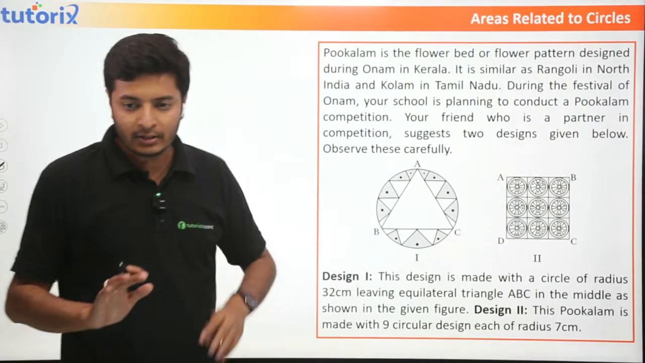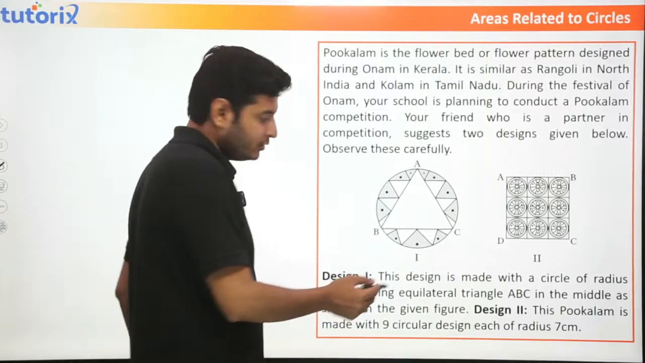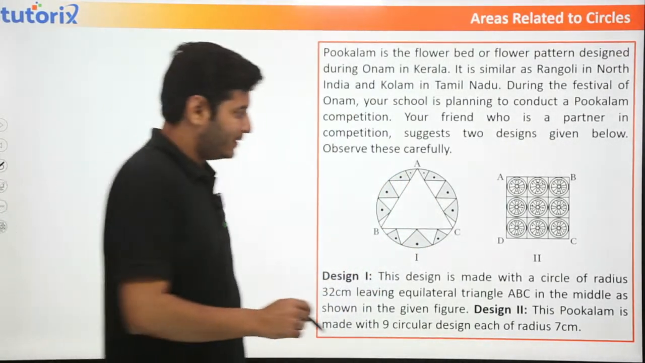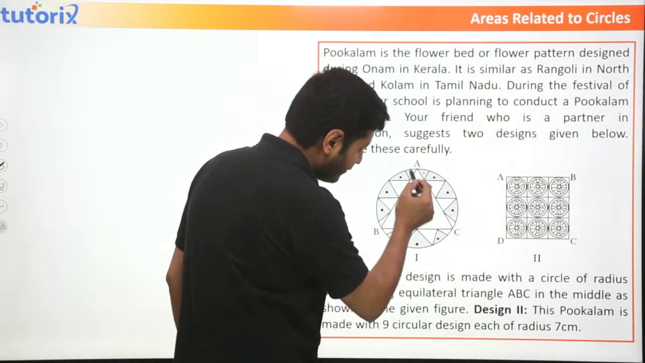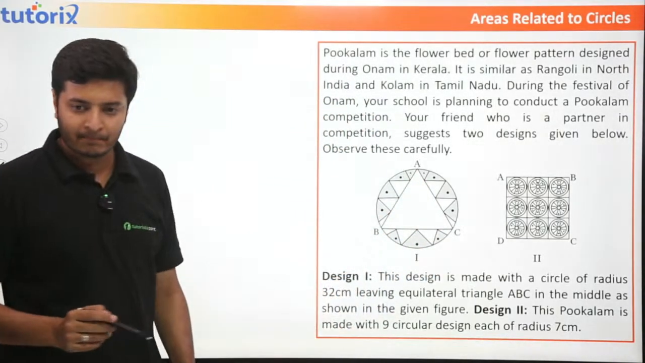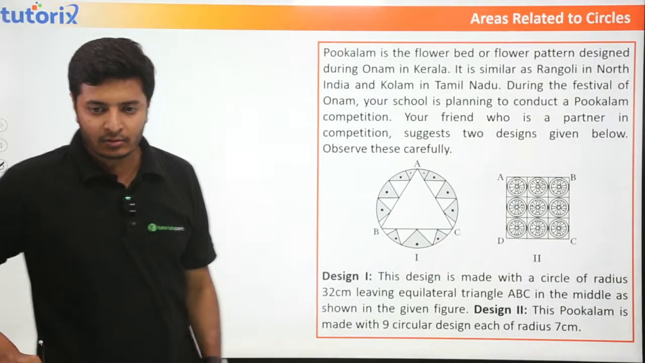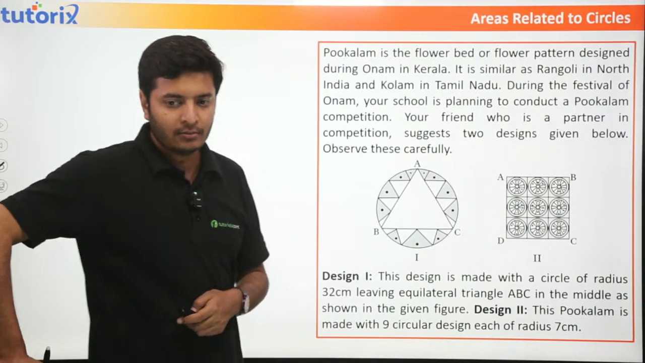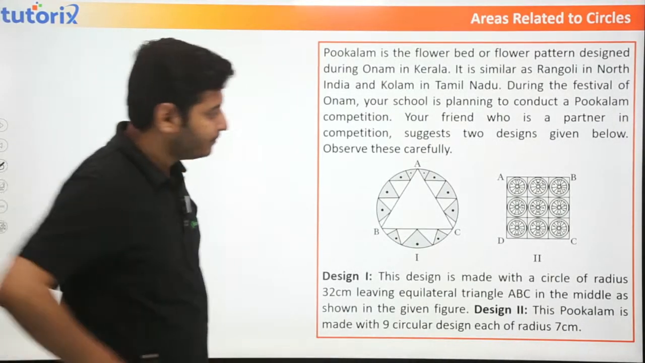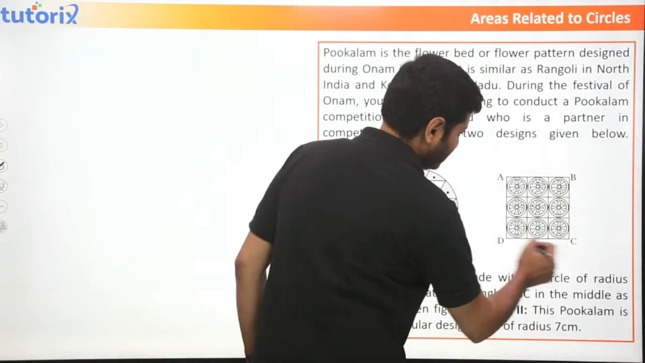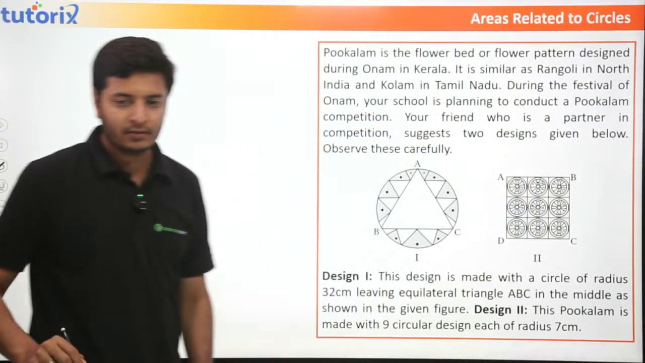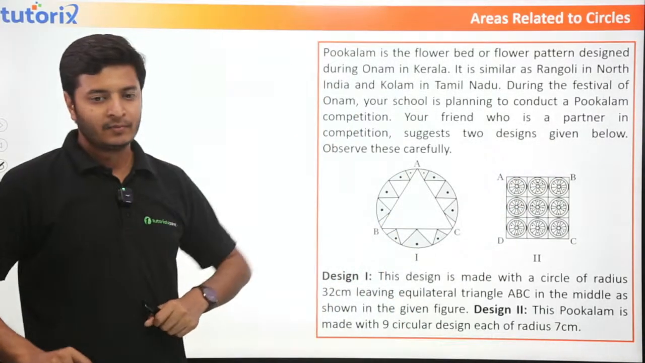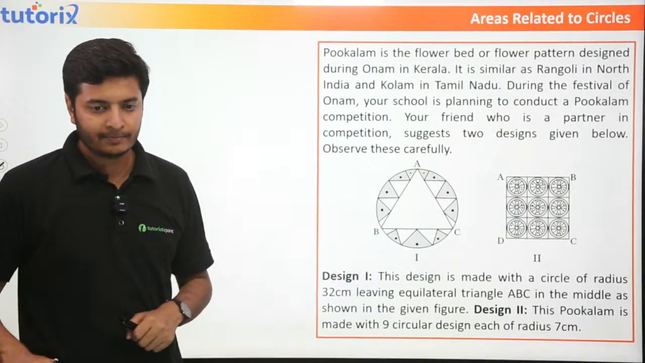You can see a circular shape. Then you can see a triangle. Now, this is looking like a square. Then I can see circular shapes inside, nine of them. They all are similar to each other.